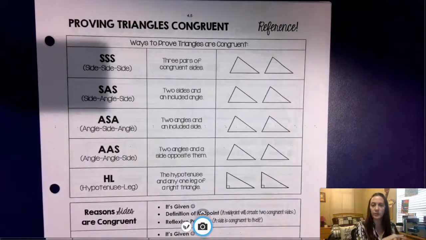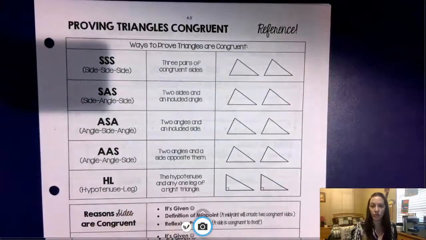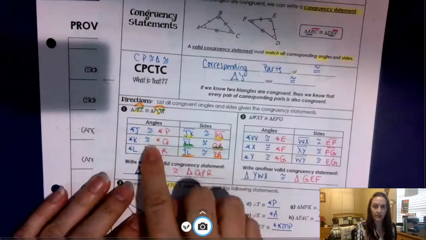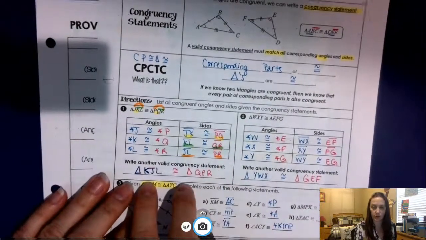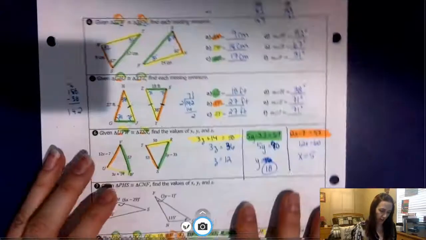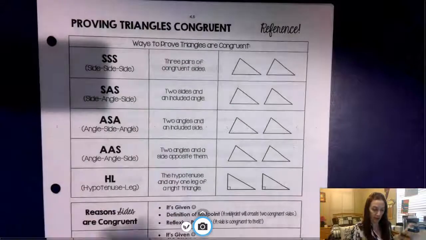So instead of using all 6 pieces, if you know these 3 things in this order, you'll be able to use shortcuts instead of naming all 6 things. So remember, last notes we had to say all 3 angles and all 3 sides were congruent, then our triangles are congruent.